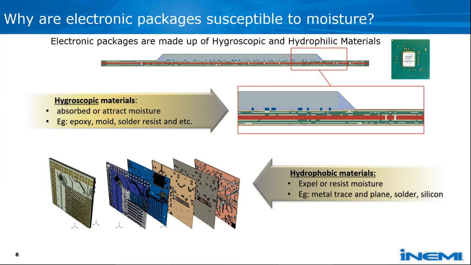Now we might think that these hydrophobic materials will be good in reducing moisture failure risk, but it's not necessarily so, because these hydrophobic materials will also prevent moisture that is already in the package from escaping during a high temperature event like reflow. And these hydrophobic materials will also cause mismatch in swelling stress, because the hygroscopic materials will swell, whereas the hydrophobic materials will not swell, and that mismatch can cause stresses which lead to the failures that we saw on the previous page.